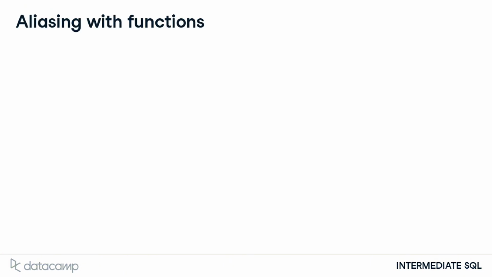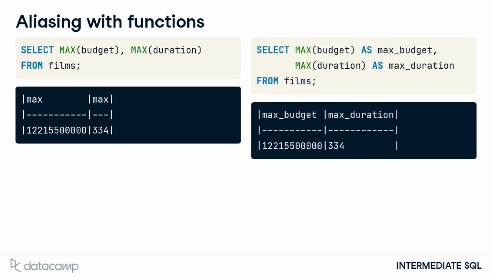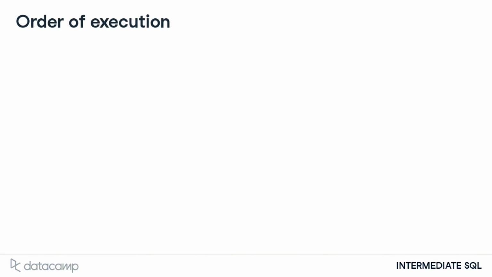As we progress and learn how to manipulate our data, it will be even more important to keep our field names clear. For example, if we're using multiple max functions in one query, we'll have two fields named max, which isn't very useful. This is a situation when it's especially important to alias like we do here.